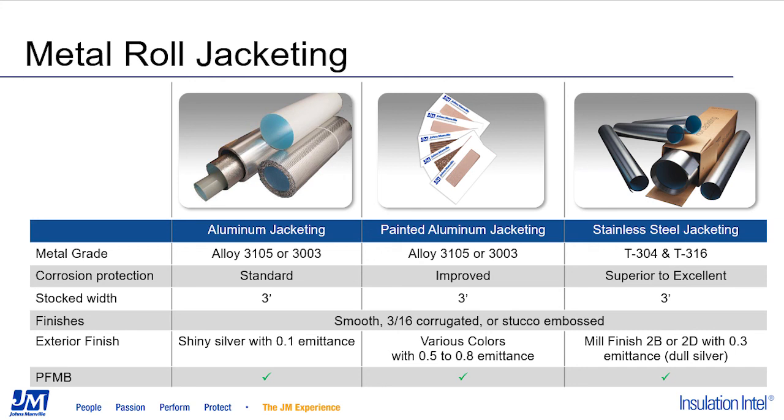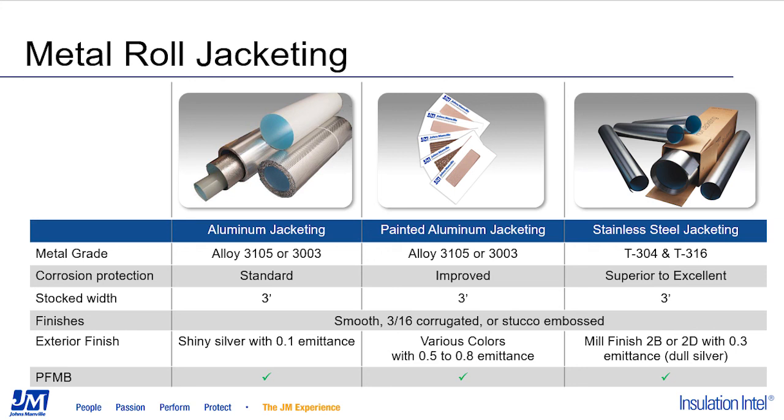In addition, stainless steel jacketing is specified when the specifier wants the insulation system to provide an added resistance to fire. All of our roll jacketing is stocked in the standard 3-foot width, but other widths can be available. All our roll jacketing is available in smooth, stucco embossed, or 3/16 corrugated finish. The choice of finish is mostly based on aesthetics, although the smooth finish will reflect sunlight more, which is undesirable in some rare situations. The type of metal will influence the appearance and the emittance.